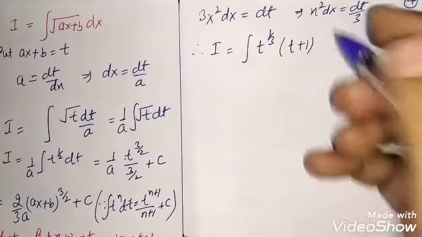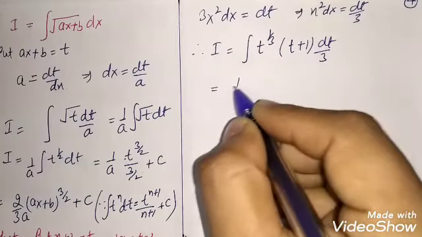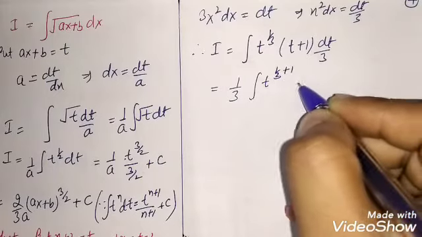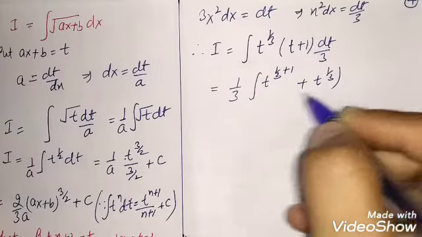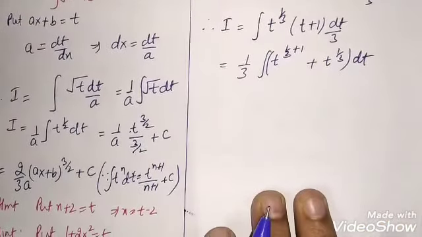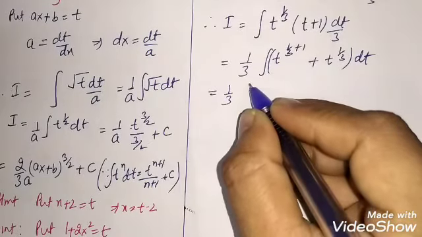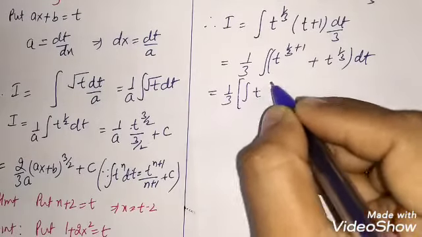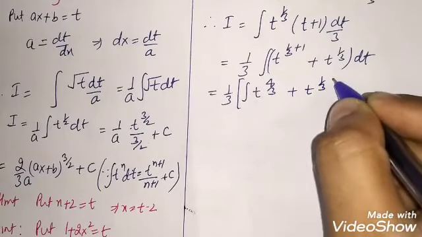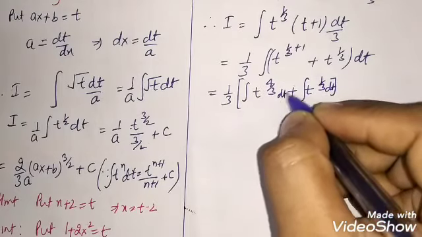Okay, this is dt by 3. I can take it outside. This is t to the power 1 by 3 plus 1 plus t to the power 1 by 3 and dt. Separate both the integrals. 1 by 3 integration of t to the power 4 by 3 plus t to the power 1 by 3 dt. It is again dt.